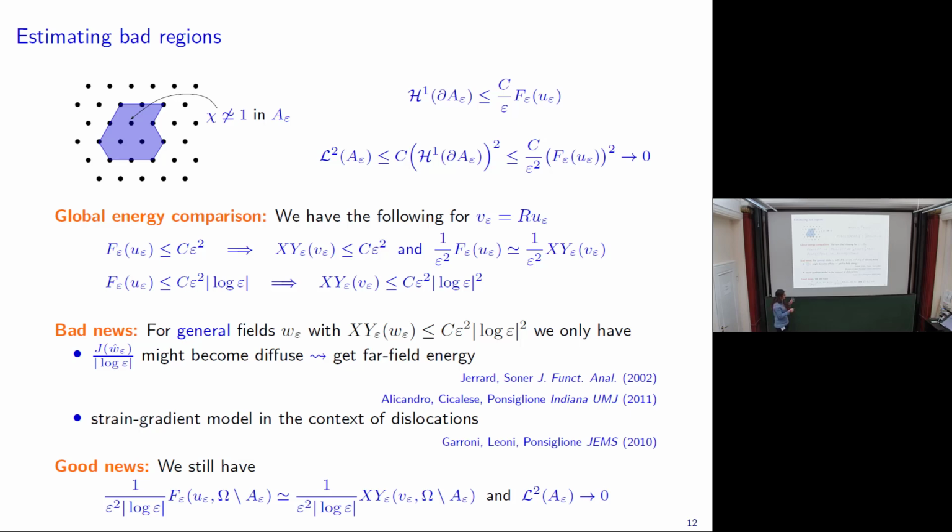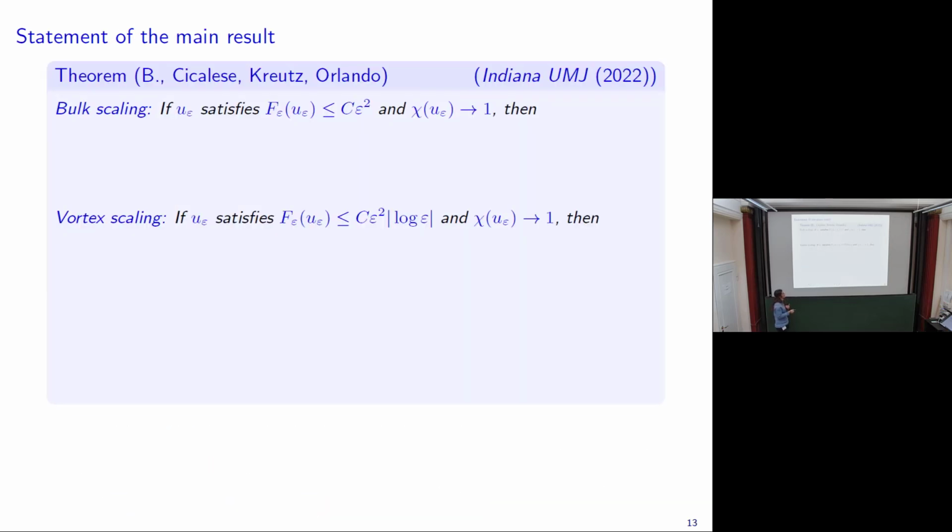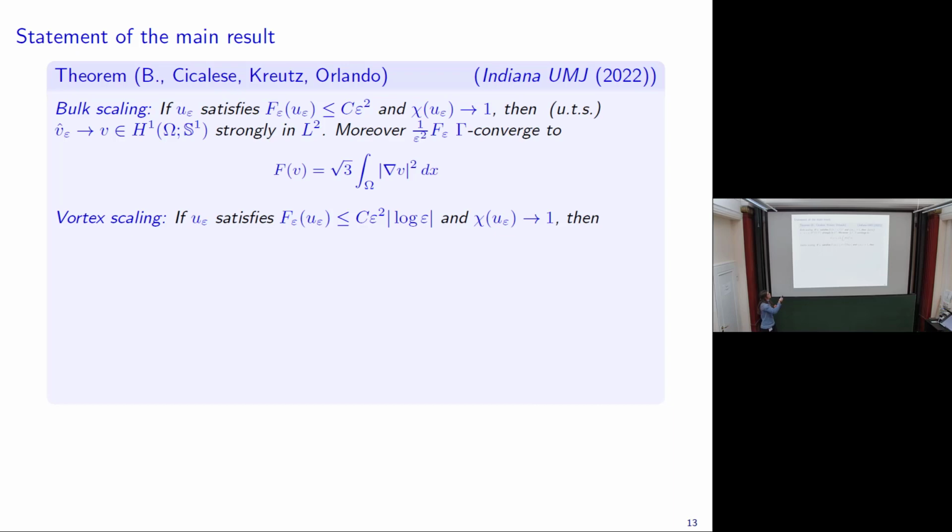Let me just say that this was actually enough, and I will give you more details why, to prove the following results. We have two results, one in the bulk scaling and one in the more interesting vortex scaling. If your u epsilon satisfies the stronger energy bound and your chirality converges to 1, then, up to subsequences, the piecewise affine interpolation of your transformed field converges in L2 to a function in H1.